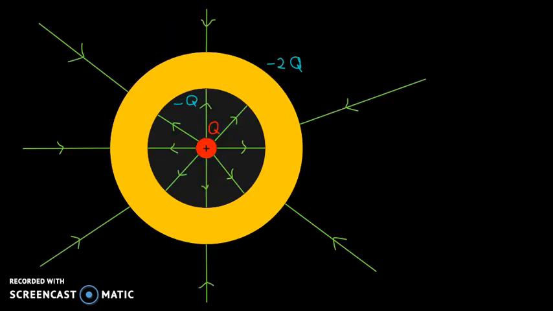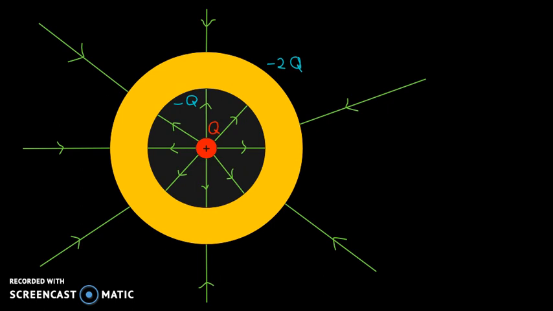In part D, we're sketching the electric field lines, and we're also showing the locations of all the charges. Again, at the center we have positive q, that's a point charge. On the inner surface we have negative q deposited, and on the outer surface of the shell we have negative 2 times q.